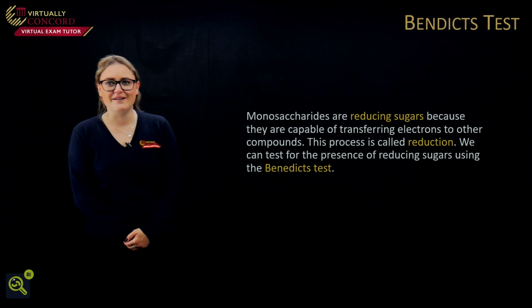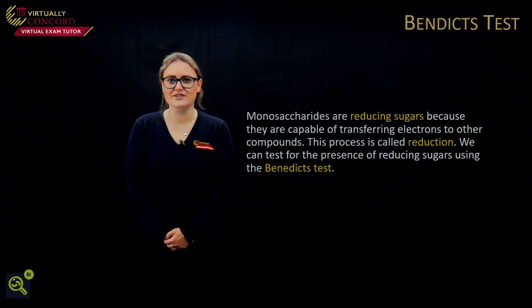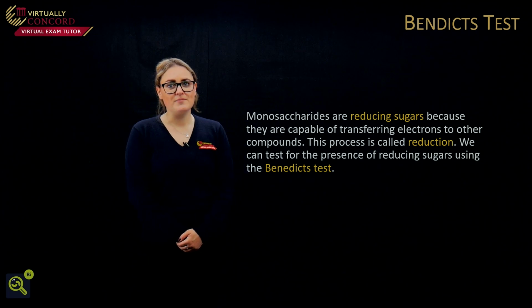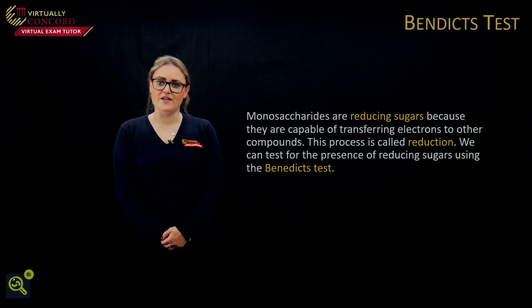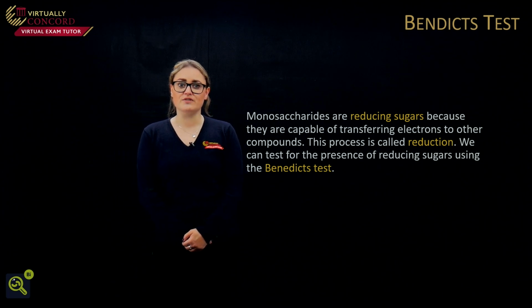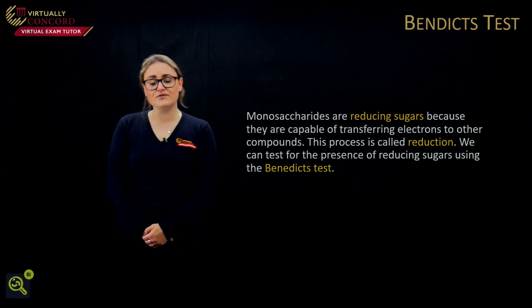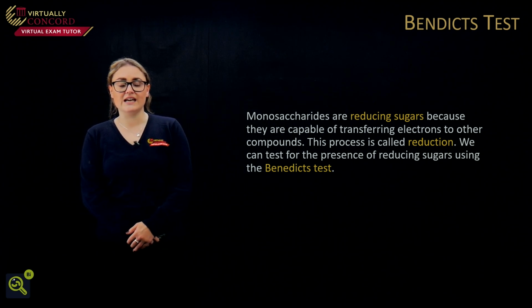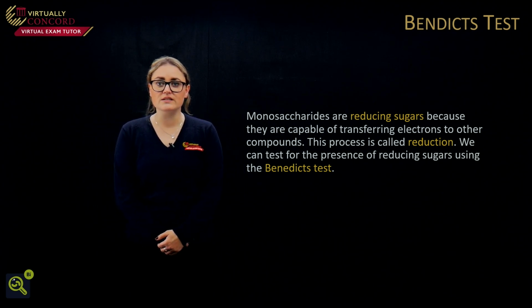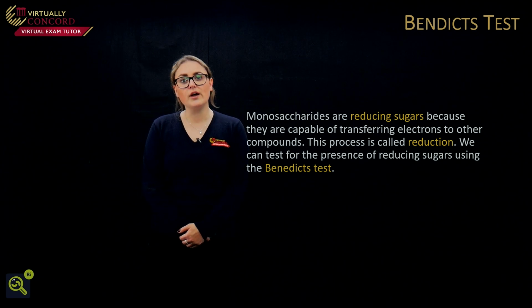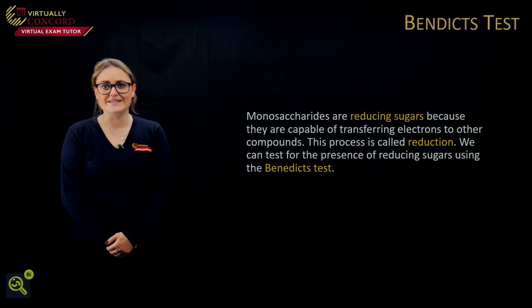These simple sugars that we've been looking at are known as reducing sugars. This is because they are capable of transferring electrons to other compounds in a process called reduction. Now, we can test for the presence of reducing sugars in food substances, for example, by using the Benedict's test. So if we go over to the lab now, I will show you how it's done.